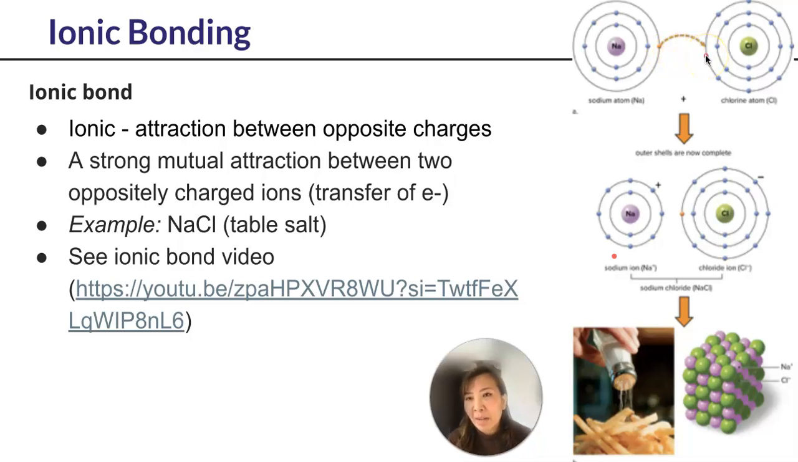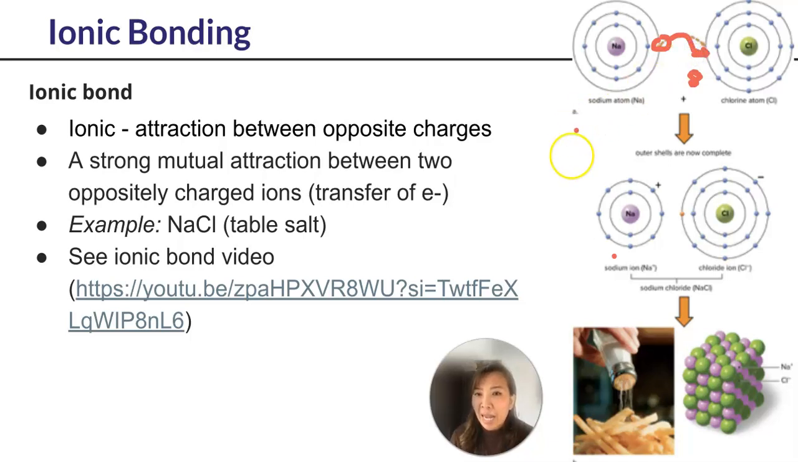Chlorine atom is kind of the opposite. It actually wants to gain an electron in order to be happy. It's not happy because it only has 1, 2, 3, 4, 5, 6, 7, and it wants to have 8 electrons in order to have a full shell. And so what happens is that the sodium atom is able to take its lone electron on this outer shell and donate it to chloride.